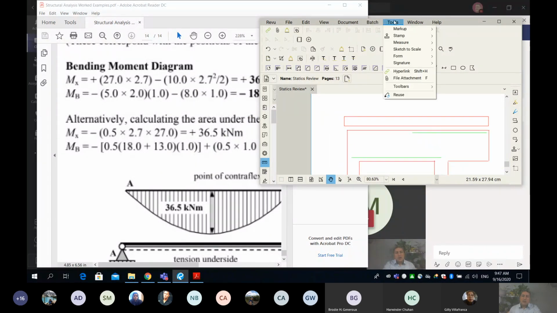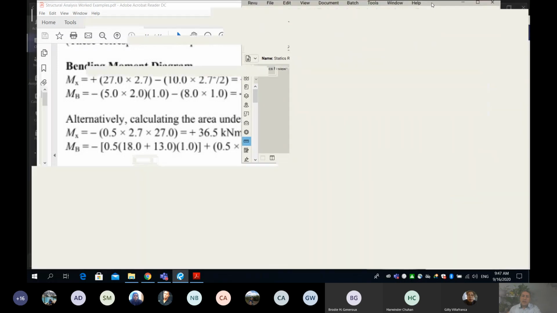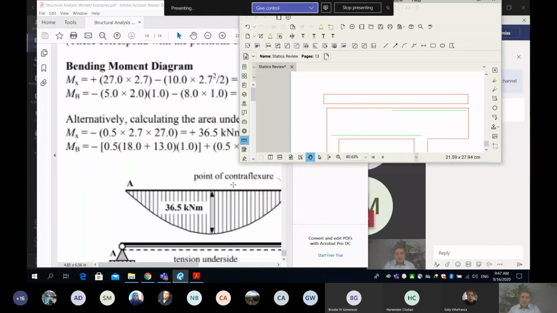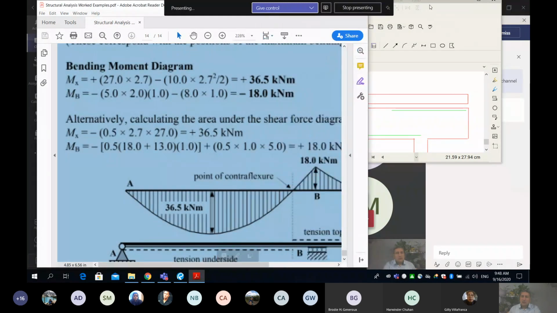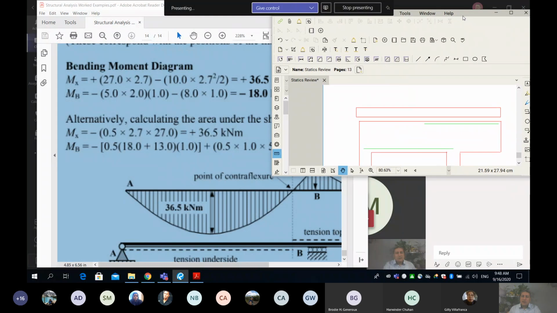I want you guys right now to look at the bending moment. And I'm sorry, that's not really good. So let's focus here. Let's get this.